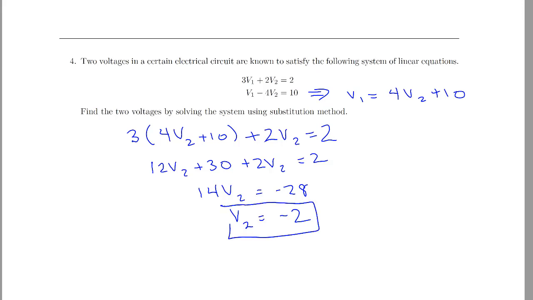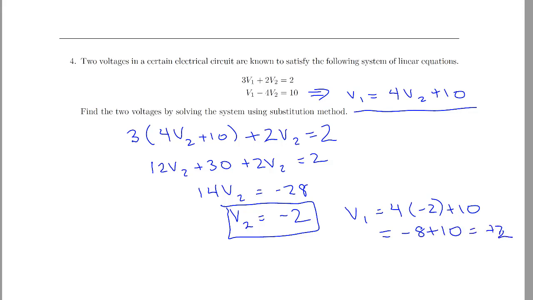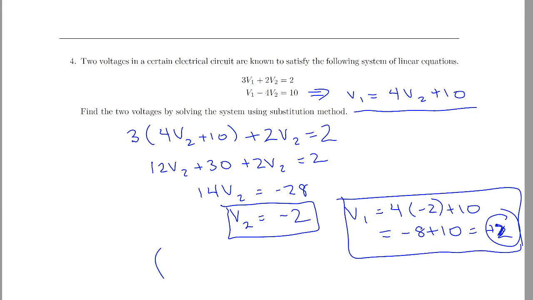Once I know V2, I can plug it in here, and I would say V1 equals 4 times negative 2 plus 10, which is equal to negative 8 plus 10, which is equal to positive 2. If I call this an ordered pair, I would say V1 would be 2, comma, V2 would be negative 2, if my ordered pair was V1, comma, V2.